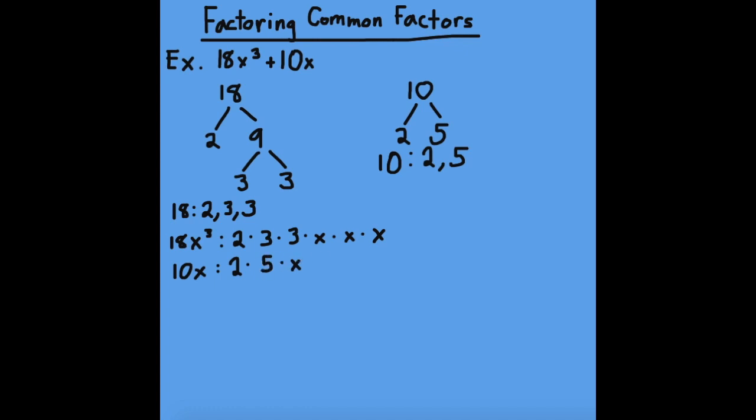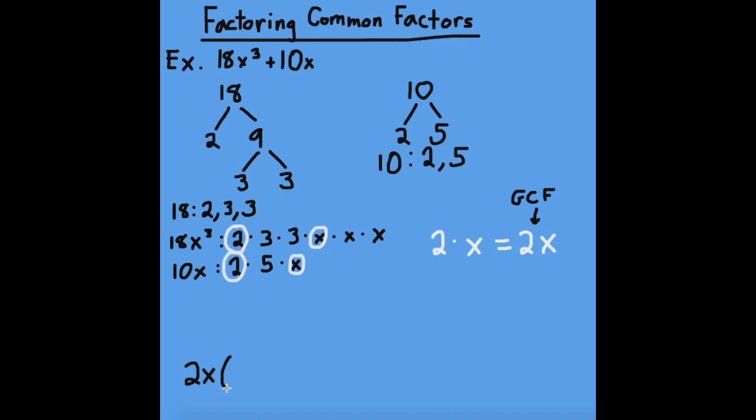Now, let's see what these two have in common. Both of them have 1 two and 1 x in common. We get 2 times x, which equals 2x. So the GCF is 2x. So what we're going to do is write 2x with the parenthesis next to it.